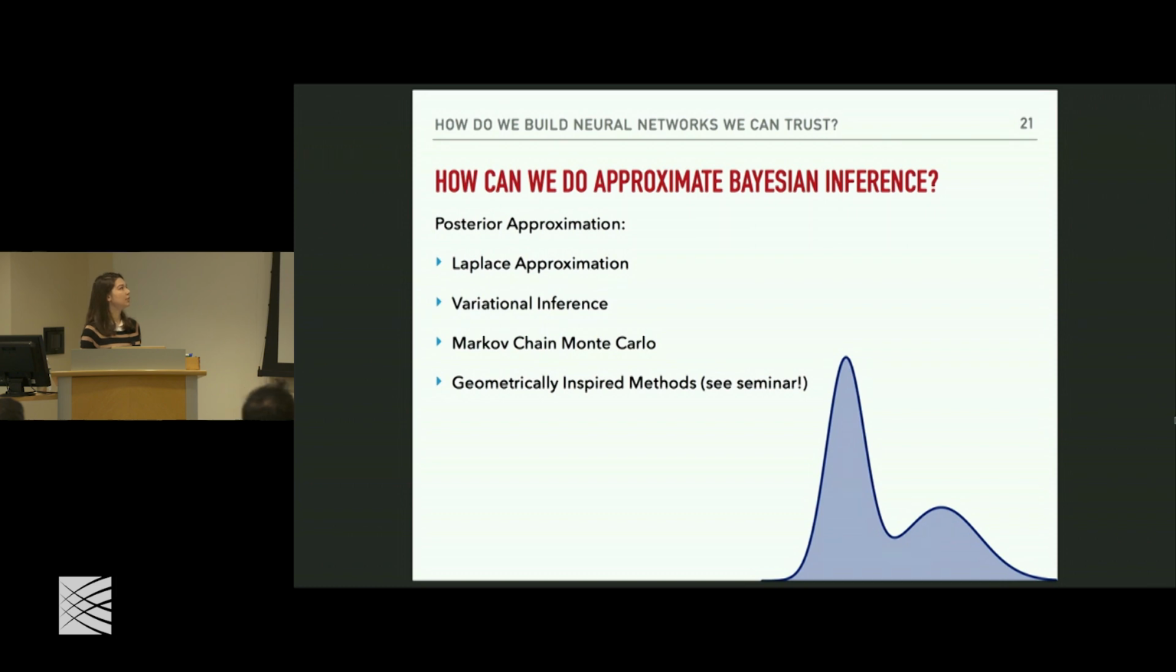There are various families of approaches. The most popular ones are Laplace approximation, variational inference, Markov chain Monte Carlo, and our group is working on geometrically inspired approximate Bayesian inference. This will be discussed more in Pavel's part of the talk and the seminar by Andrew. And I will just briefly introduce the first three approaches mentioned here.